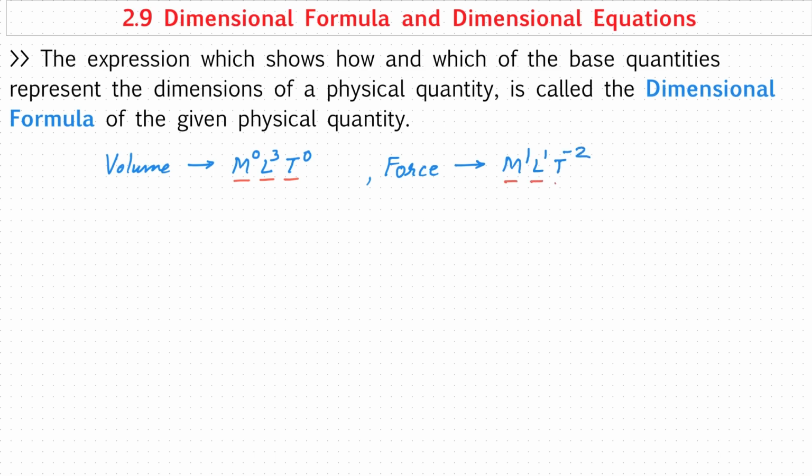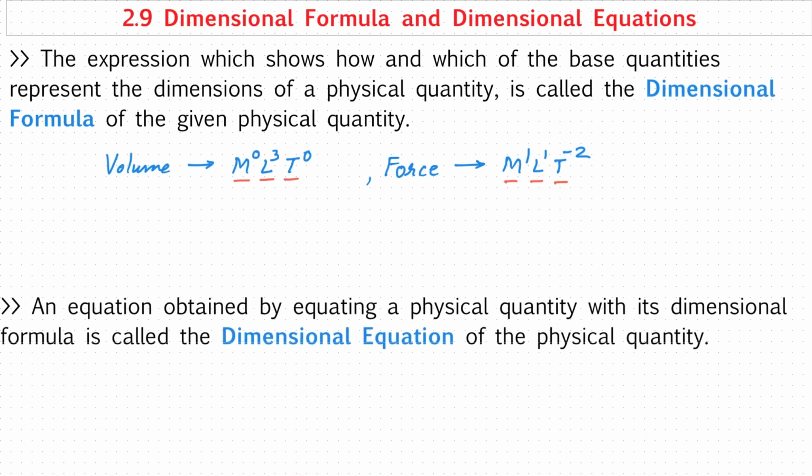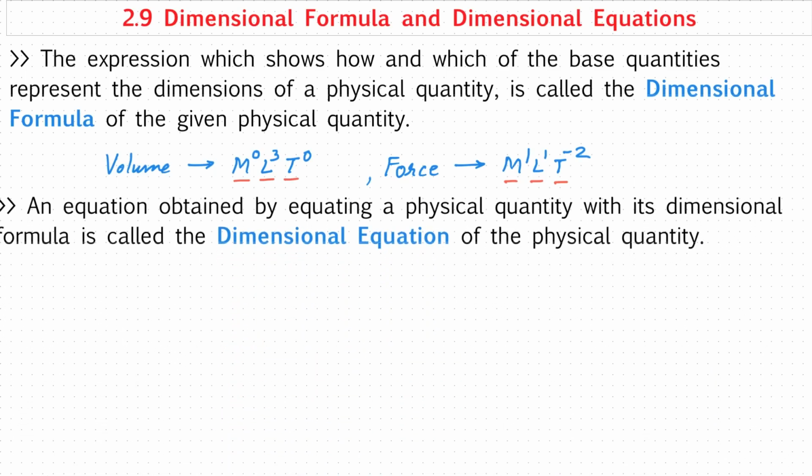M1 L1 T minus 2, that is the dimensional formula for force. Now let us see dimensional equations. An equation obtained by equating a physical quantity with its dimensional formula is called the dimensional equation of that physical quantity. Let us see by one example. For volume, the dimensional equation can be represented as [V] = [M0 L3 T0].